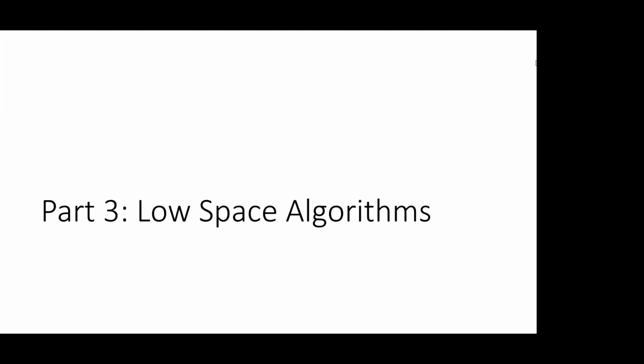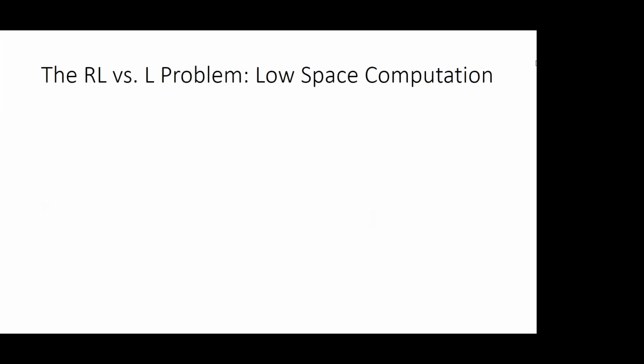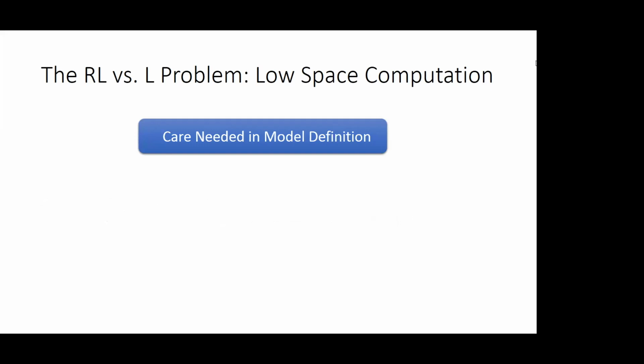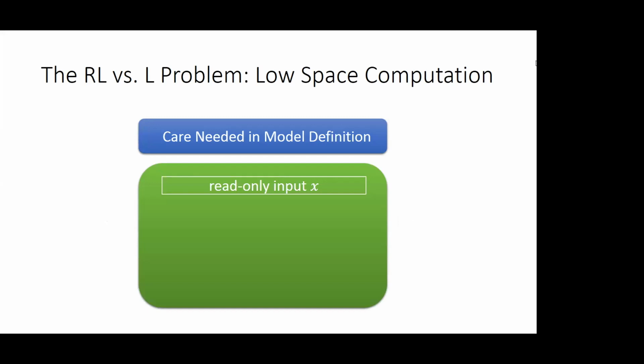All right, so now we're going to talk about low space algorithms for solving directed Laplacian systems. And I want to start out by talking about the RL versus L problem, which is a problem about what can be computed in a small amount of space. When we talk about computing things in a small amount of space, we need to be careful when we define the model, because if we naively define things, you can end up with a situation where the amount of space you need is just the max of the input size and output size, since you have to write the input somewhere and you have to write the output somewhere. To avoid this problem, we define things in a different way where we ignore the input and output space.